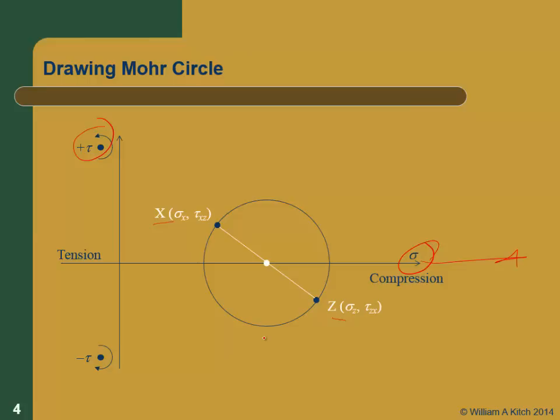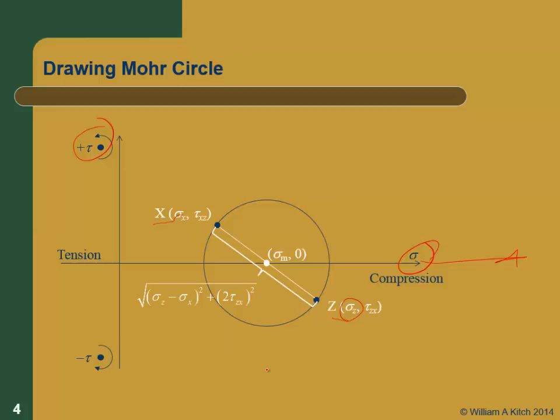A couple important things about that circle, and you know a lot of them already. At the center of the circle, we have what we call the mean normal stress, because that's the average of sigma x and sigma z, right? The center of the circle is the average of those two, and there's no shear stress there. So that's a point that we'll call sigma m, our mean normal stress. Or if you want to think of it in terms of pressure, that's the average pressure and zero.